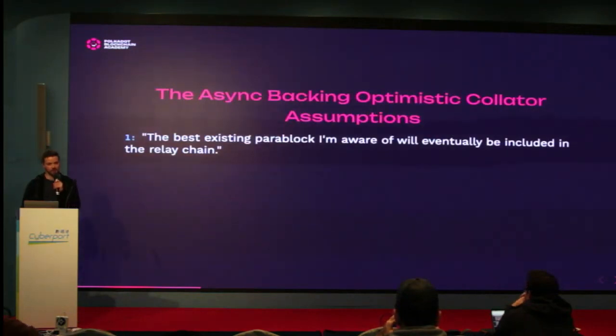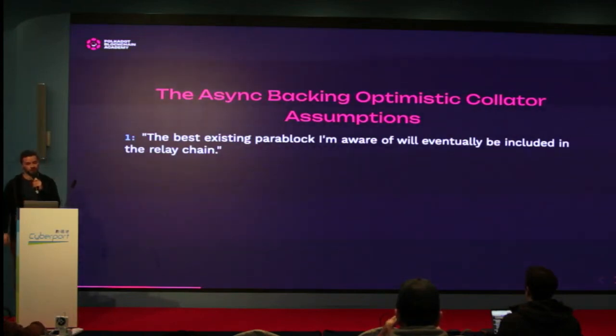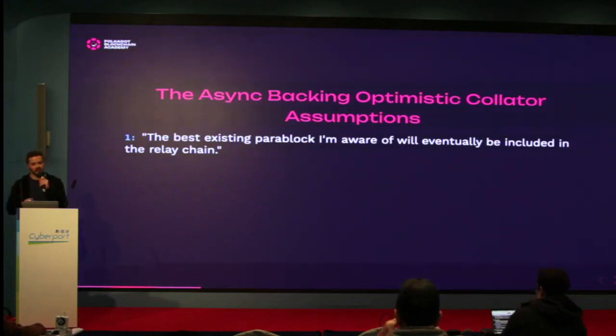So we make some assumptions in order to enable this caching of candidates, and we build on top of candidates that have not yet been included. The assumptions we're making: one, the best existing parachain block I'm aware of will eventually be included in the relay chain. This is something that a collator is assuming. To an extent, it's something that a backer is assuming when they back candidates within async backing. So this is not always true, but I'll get to why that's not a problem.